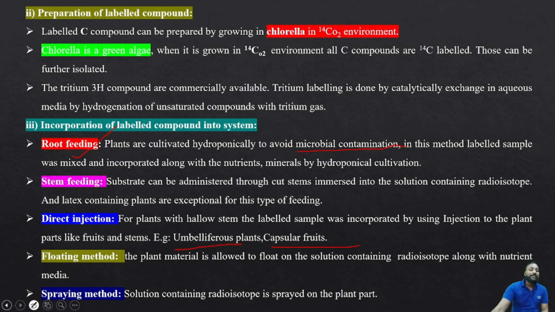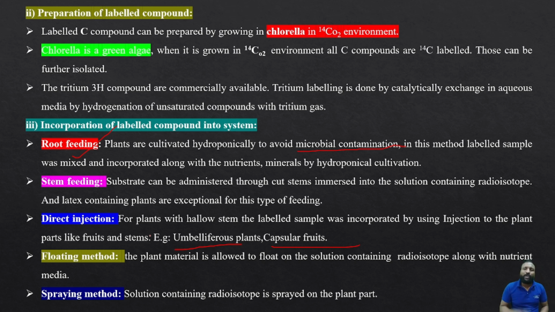And finally, the spraying method. Simply, we spray the solution or the radioactive isotope wherever we want to investigate. So these are the methods to incorporate. Up to now what we have seen: selection of radioactive isotope, preparation of labeled compound, and incorporation. So we have incorporated. Up to that point, imagine.